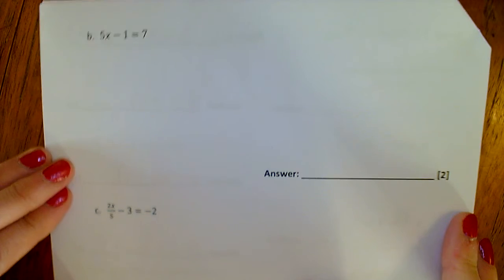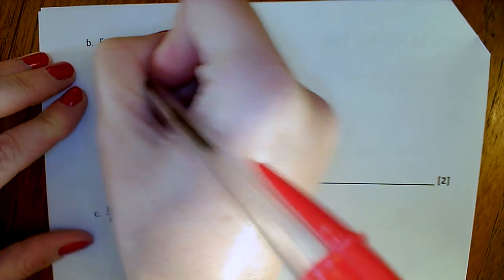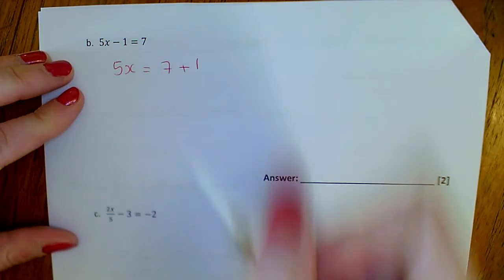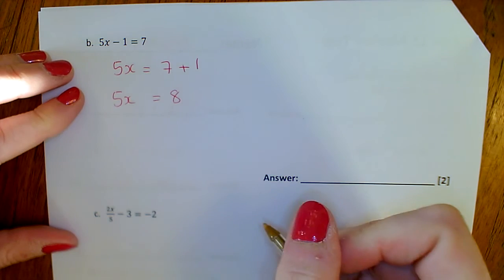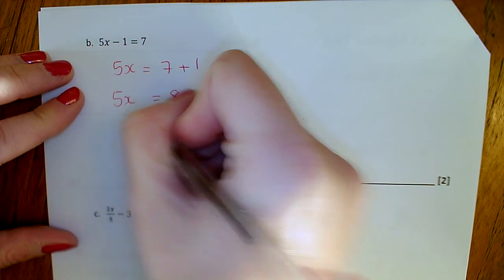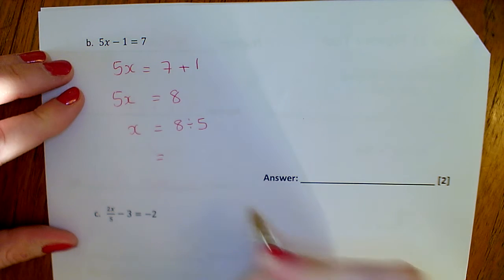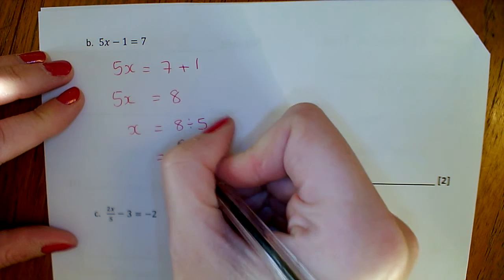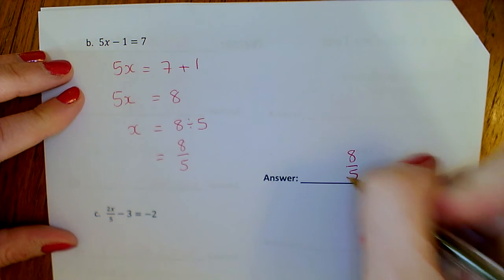Okay, next one. 5x minus 1 equals 7. So bring the 1 across, and it becomes plus 1. So that's 5x equals 8. Now we're dividing across by 5. So remember, if it's something like 8 divided by 5, just leave it as a fraction. Write it as 8 over 5.